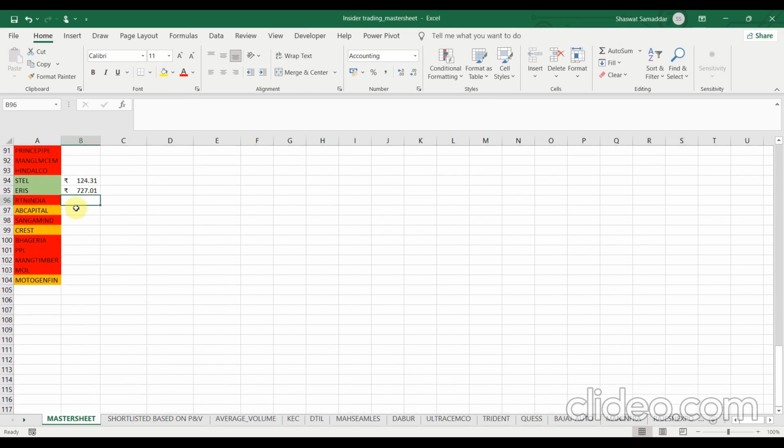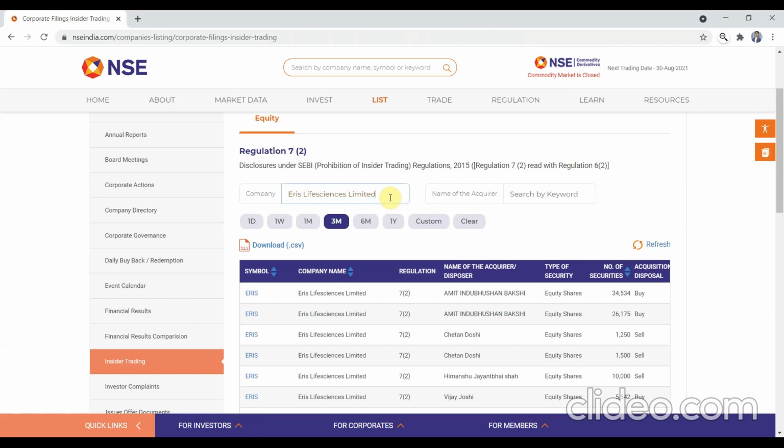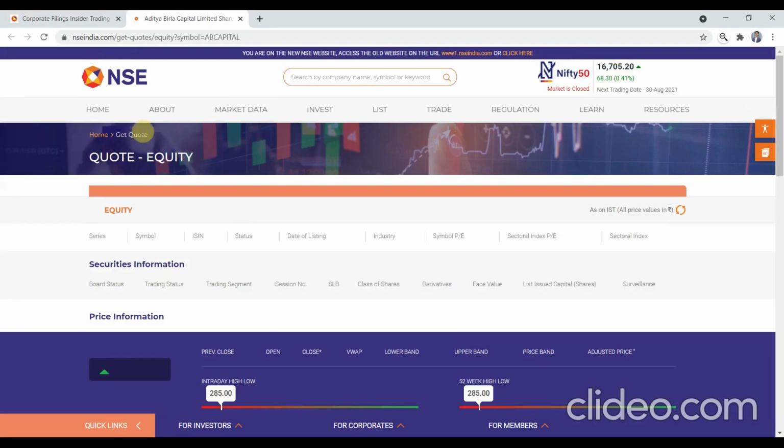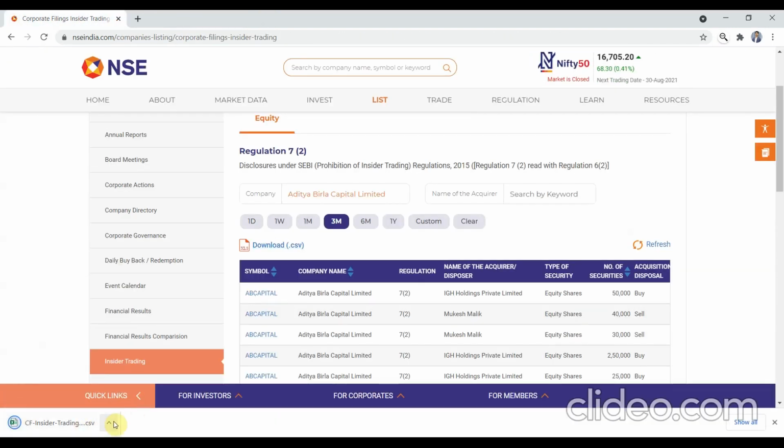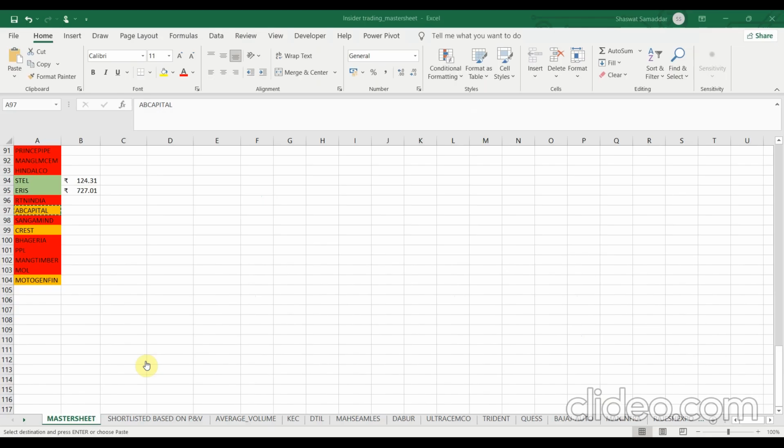Now you can do a similar thing for AB Capital, Crest, and this particular stock, the 104 Moto Genfin. So let me just quickly do this. AB Capital. Although I would prefer to trade in the stocks which are highlighted in green because they have the higher probability of win, of course. Okay, sorry, I did not need to go here. Let's download the file and open this.